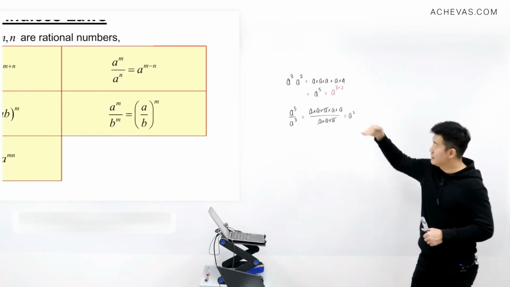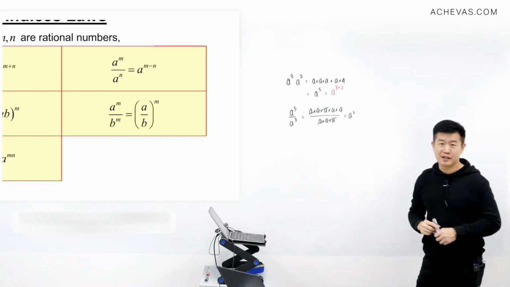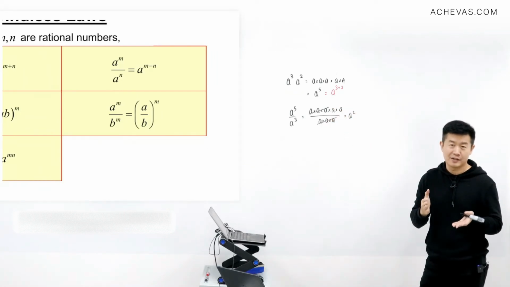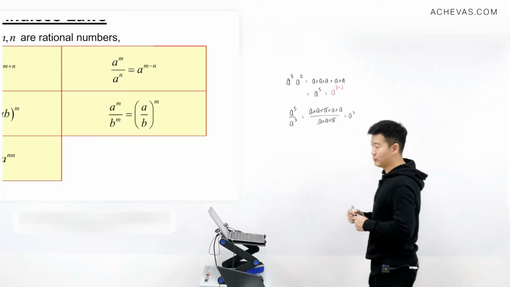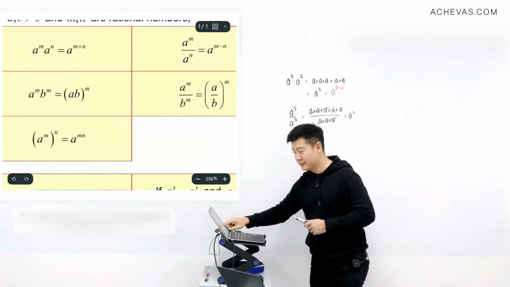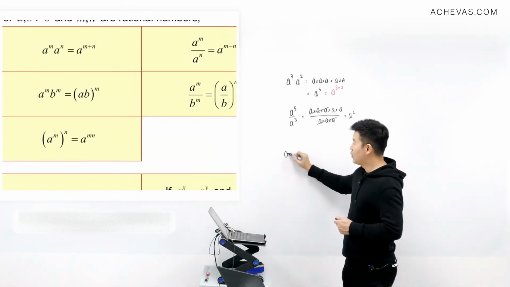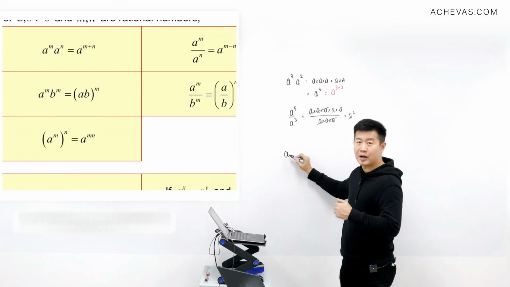Because we actually have 5 a's and 3 a's, 3 of them will be cancelled in the numerator and the denominator. We are just left with 5 minus 3 numbers of a being multiplied to each other. So we have a to the power of 2. How about this? A to the power of m times b to the power of m. Is it really equal to ab to the power of m?